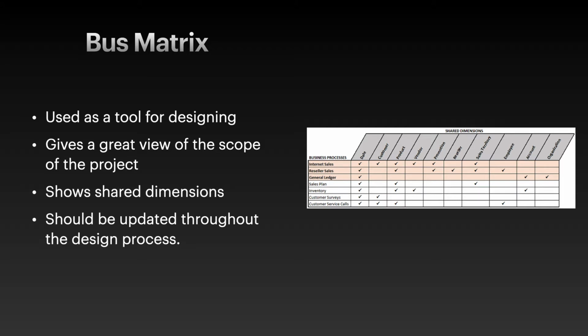The good thing about a matrix is it gives the team the ability to see the bigger picture, and it shows how each department uses the dimensions. This should be updated throughout the design process.